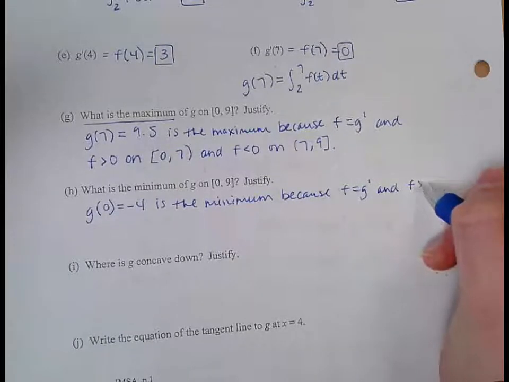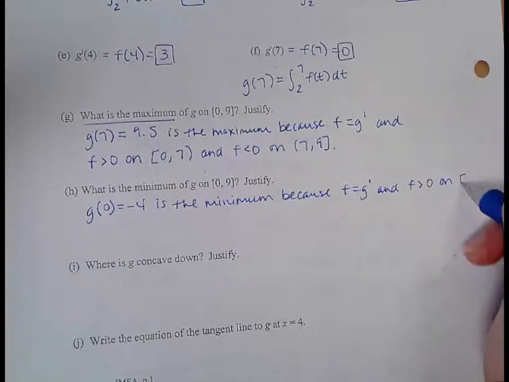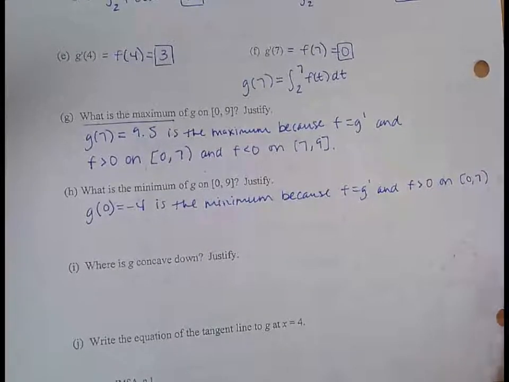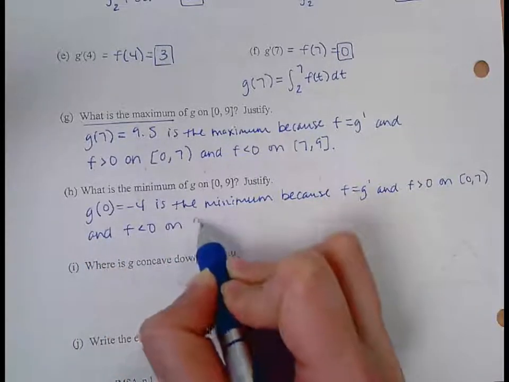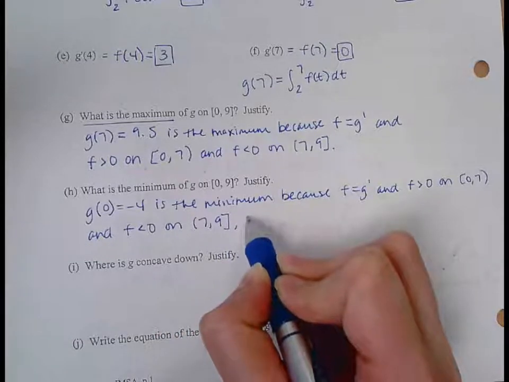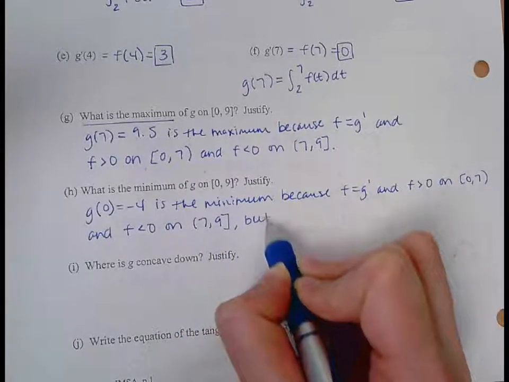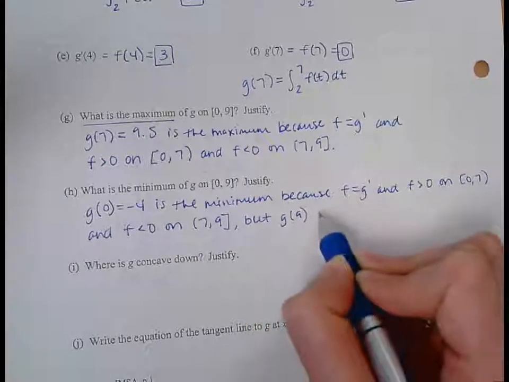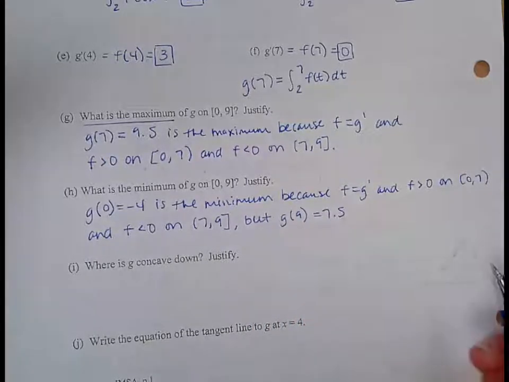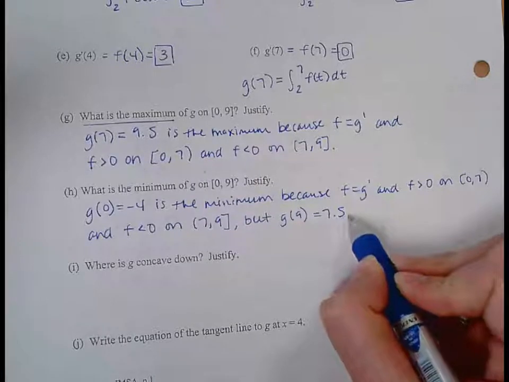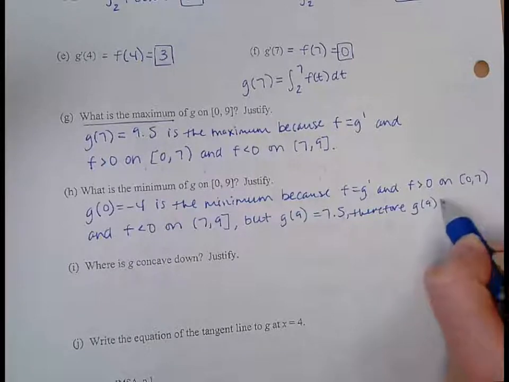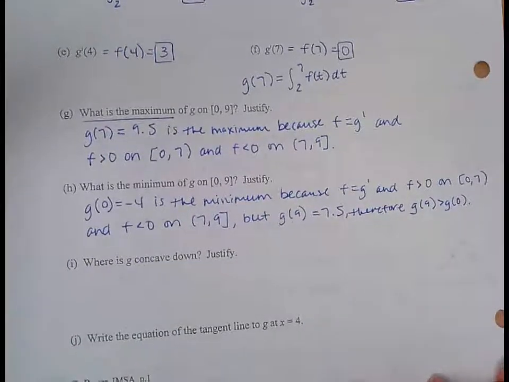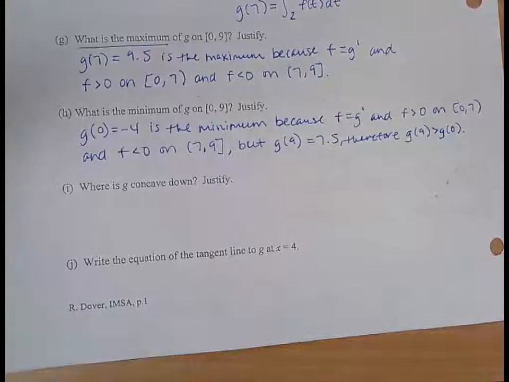And f is positive on 0 to 7, and f is negative on 7 to 9. But g of 9 equals 7.5. Therefore, g of 9 is greater than g of 0, just to show how I know that g of 0 would be the smaller.